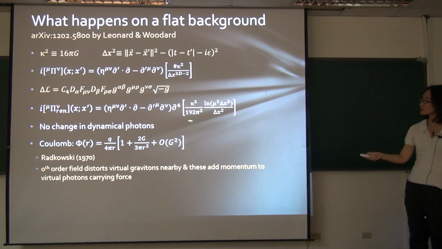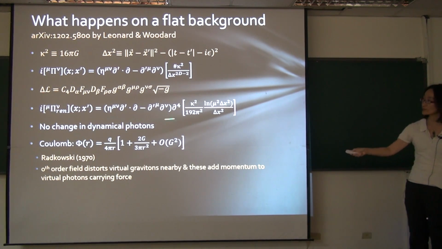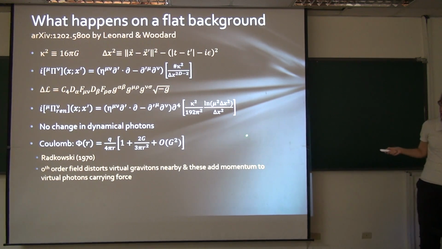It takes this form. And just from dimensional analysis, you can see you can take an extra four derivatives outside. You see this kappa square has dimension mass to the minus 2, and 1 over delta x to the 2d minus 2 with d equal to 4 is about dimension mass 6. So dimension mass 6 minus 2 is 4, so you will see these extra four derivatives outside. Okay, so this is the renormalized form of the vacuum polarization.